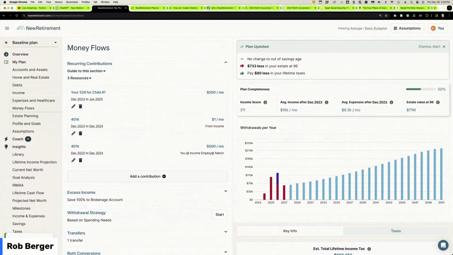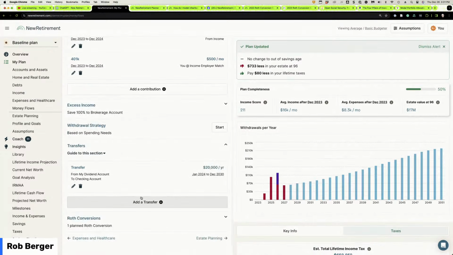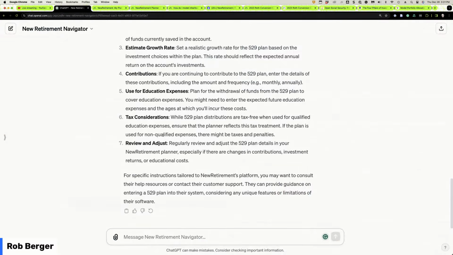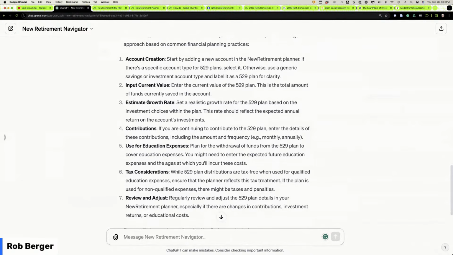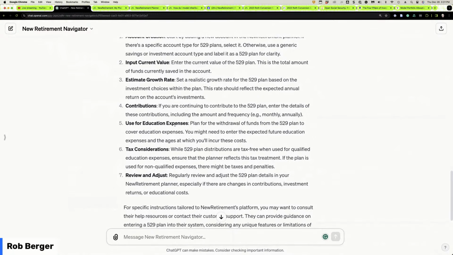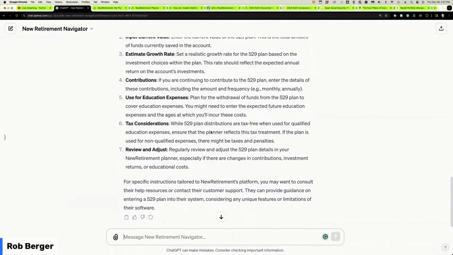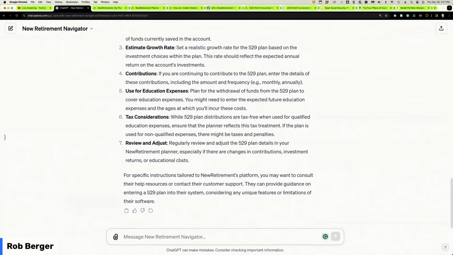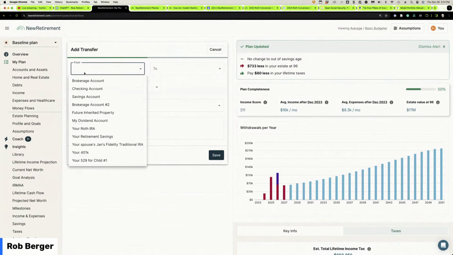And then the question is, well, that's fine, but how do we get money out to pay for child number one's education? And that would be just a transfer, right? I'm pretty sure you do a transfer. Let's go back to ChatGPT. Yeah, it walks through input current value, estimated growth, contributions. It doesn't actually talk about specifically how to get the money out, but it's got to be a transfer. It's the only way that makes sense to me.